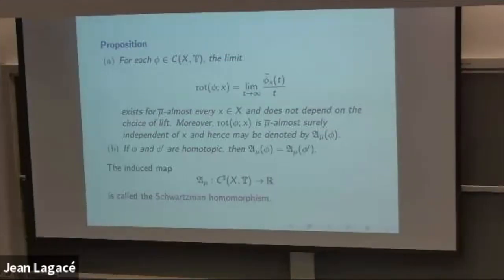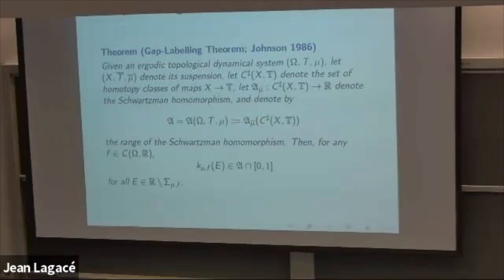Okay, and so I will stop here only after flashing the theorem, which I will prove tomorrow. That's the first thing I'll do tomorrow. So this Schwarzmann group, the range of the Schwarzmann homomorphism, serves as an interpretation of the values of the IDS in gaps, okay? So for each sampling function, for each energy outside the corresponding spectrum, the value of the IDS at that energy, of course, has to be between 0 and 1. That's the property of the IDS, but it's also in this countable subgroup of R.